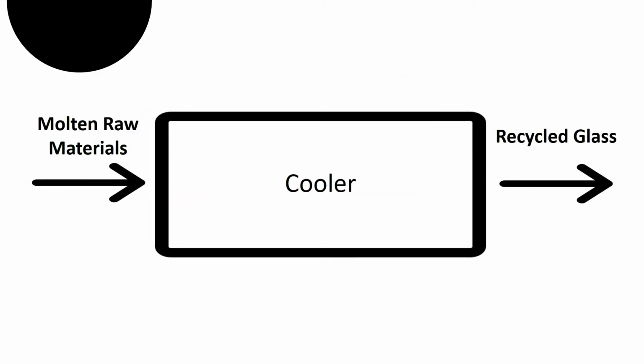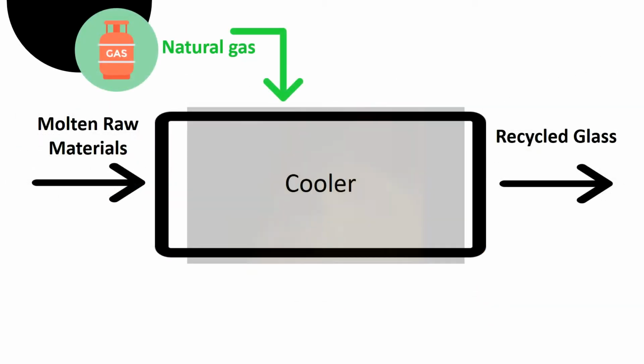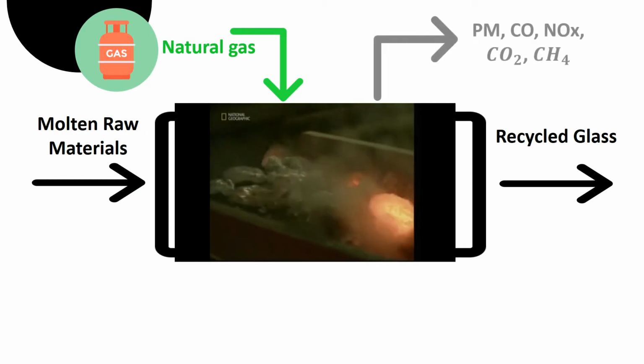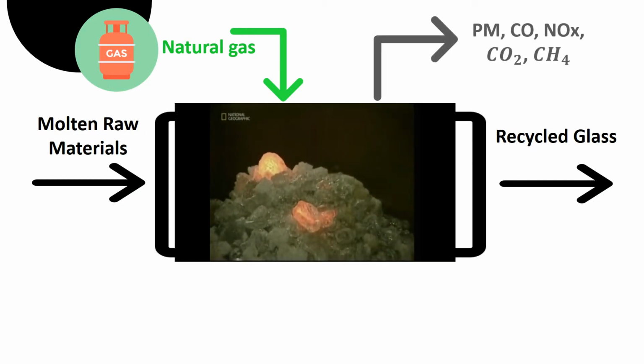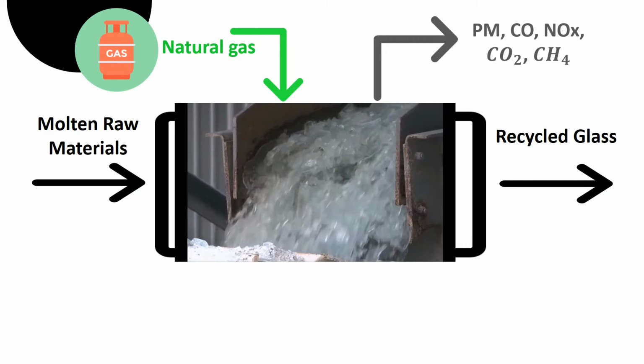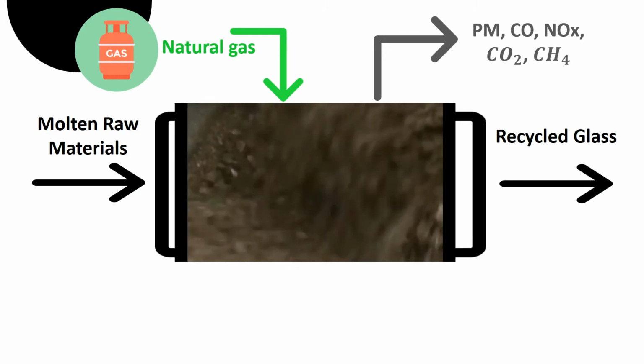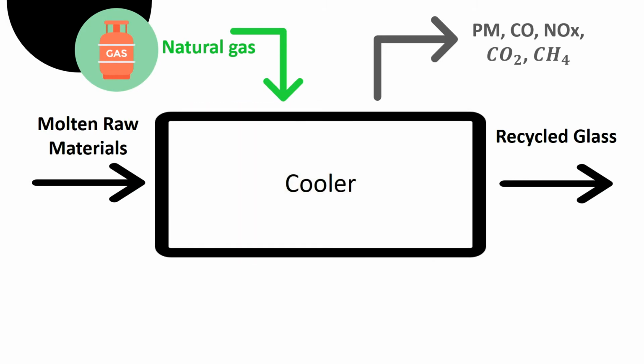For the cooling process, natural gas will be used as an energy source. Therefore, particulate matter, carbon dioxide, carbon monoxide, NOx, and methane will be emitted in air.